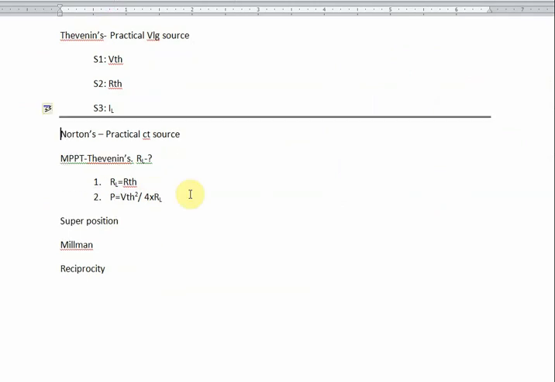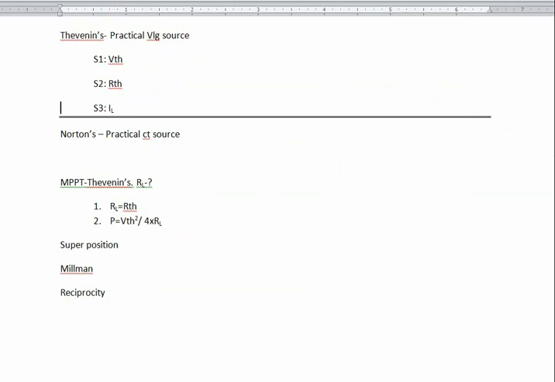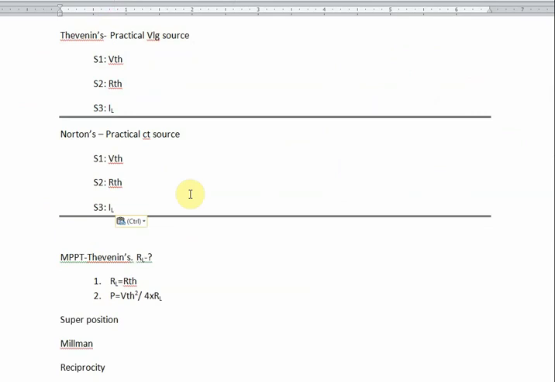Okay, what is the next one? So Norton's theorem. What is the Norton theorem? It is also 3 steps. So I will copy here, the same 3, and paste here. What is the step number 1? Only that I want to change. That is called IN. So RTH you can write, or RN also you can write, whatever name you want to write. This is about step 2 you will find out. What is step 3? The same IL. So this is the 3 steps about Norton's theorem.